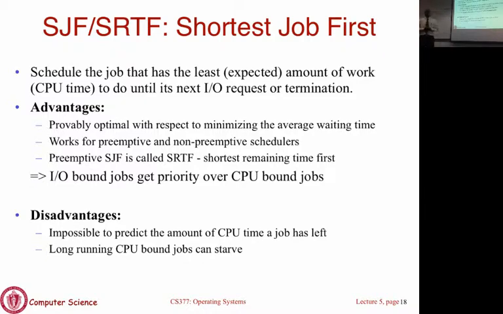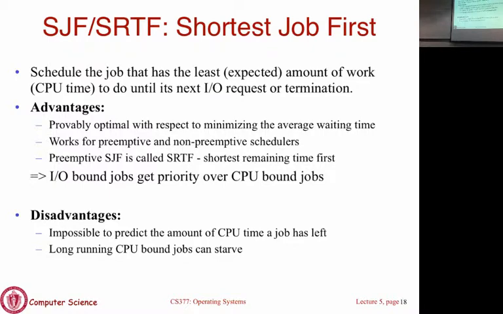Now the other advantage of this policy is that IO bound jobs get priority over CPU bound jobs as a result of this policy. Question is why? You just said pick the shortest job. Why does picking the shortest job imply that you are favoring IO bound jobs over CPU bound jobs? Anyone have a thought on this?